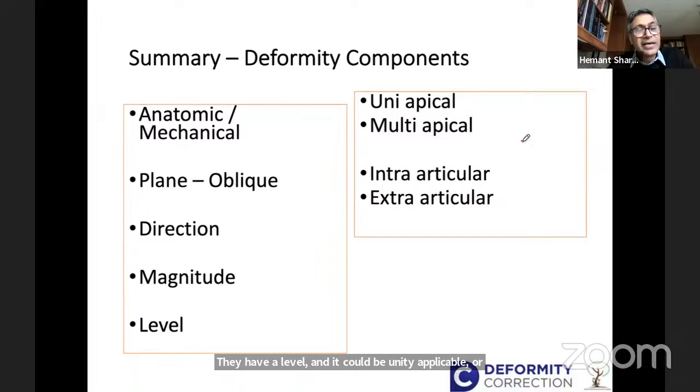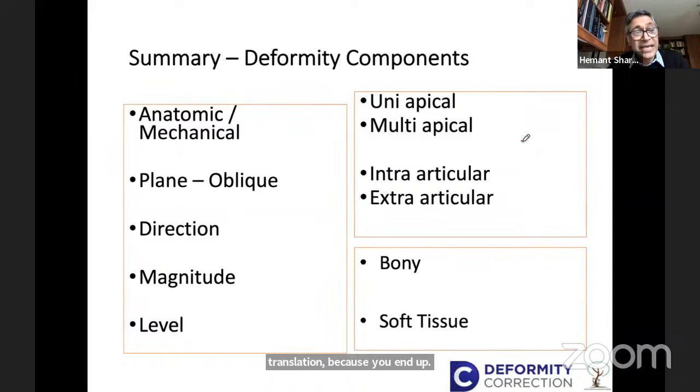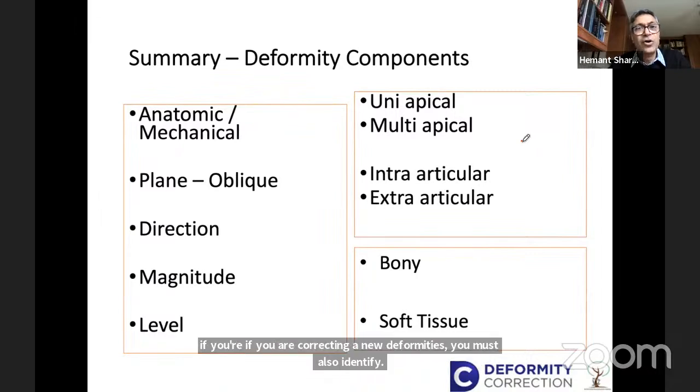And a deformity could be inside the joint or extraarticular. It's quite important to identify intraarticular deformities, because if you're going to correct them extraarticularly, then you will always have an element of translation, because you will have to use rule 2 for that. And deformities can be in bone and could be in soft tissue. Hyperextension deformities and flexion deformities in the tibia are a good example. So if you are correcting any deformities, you must also identify how much is in the soft tissue and how you're going to correct it or leave it.